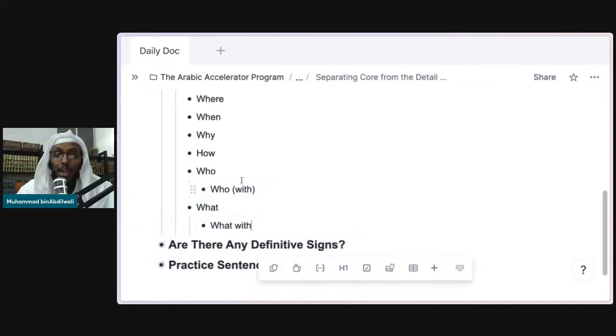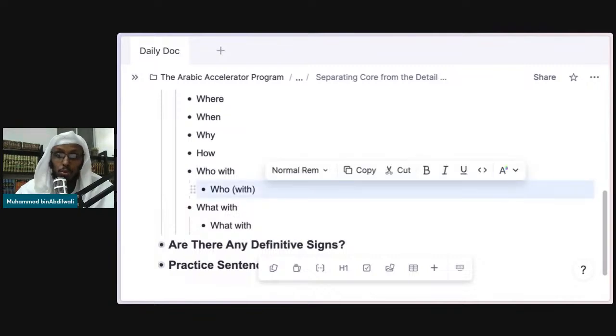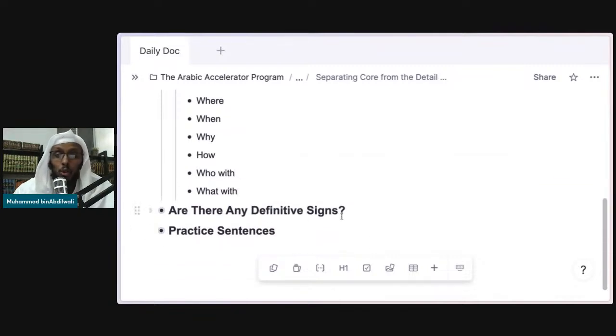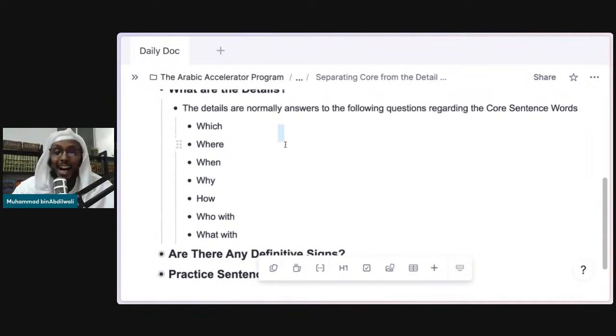So who with and what with. So if you want, we'll just write here who with and what with. Okay? Not who to or whom and the likes, because those are, like we said, core. So details are basically answers to these questions, what they call WH questions, right? They all start with WH apart from this one. It's the only exception, but it's part of it. All right. Which, where, when, why, who with, what with, and how. Okay.